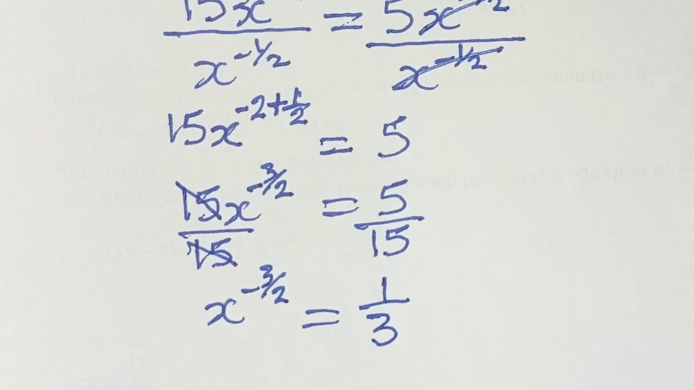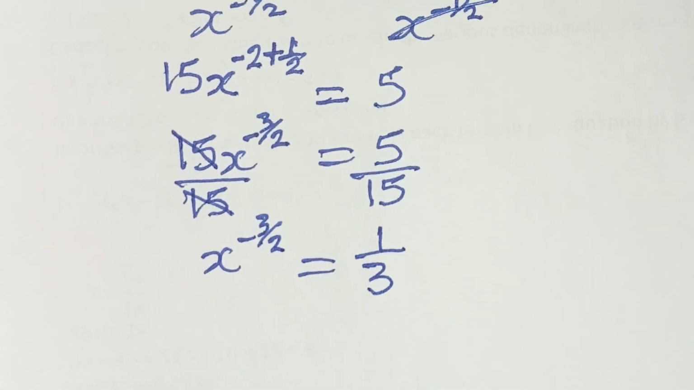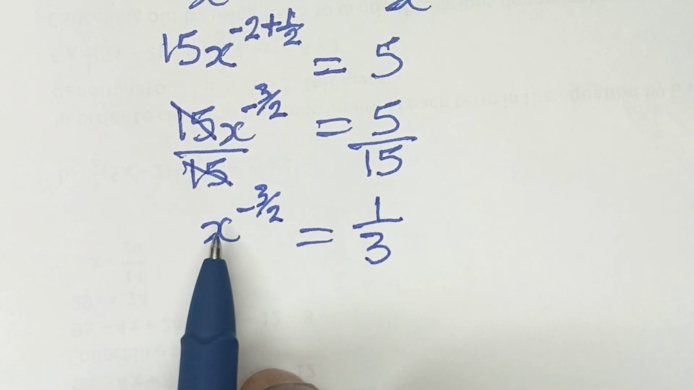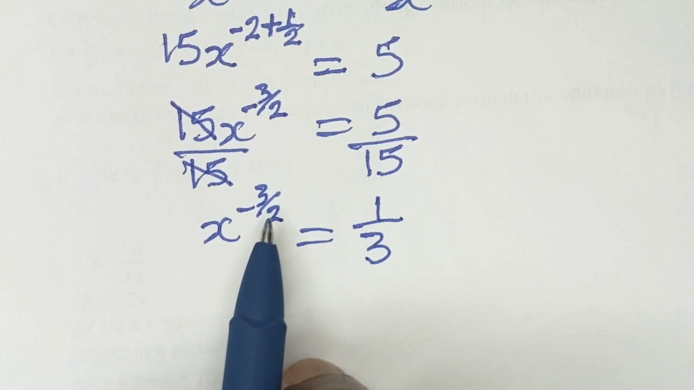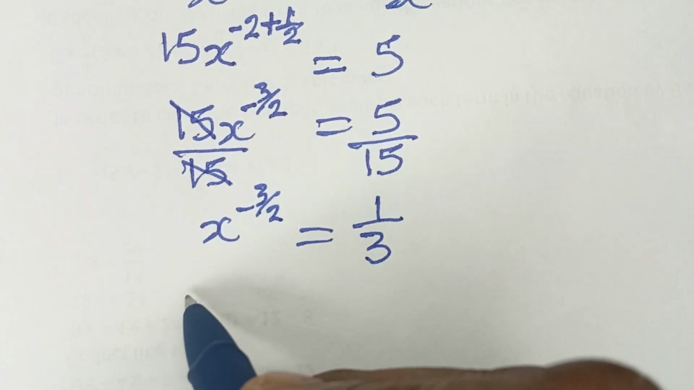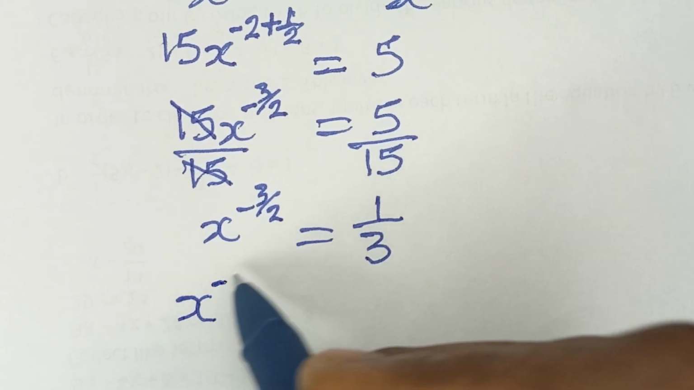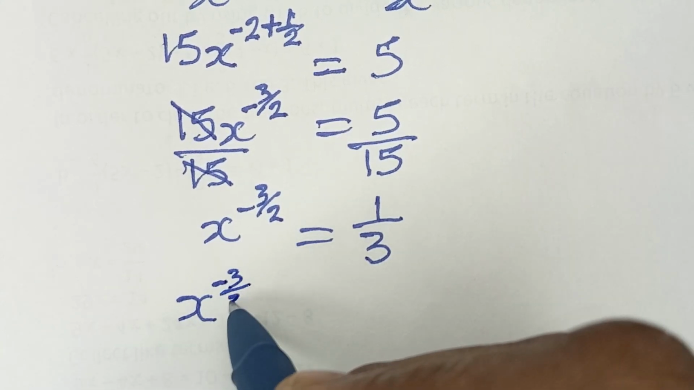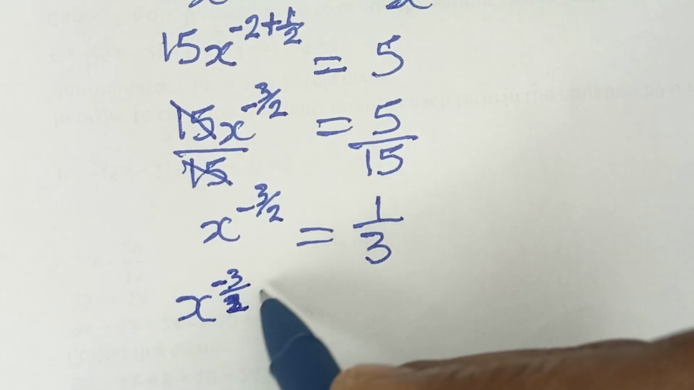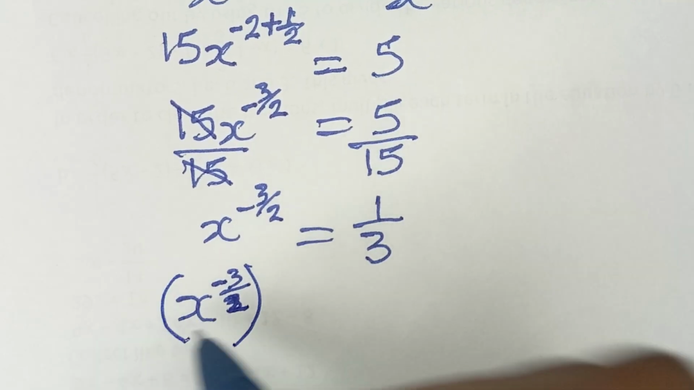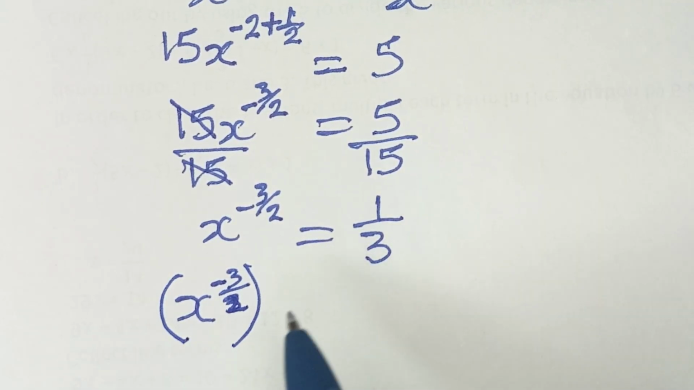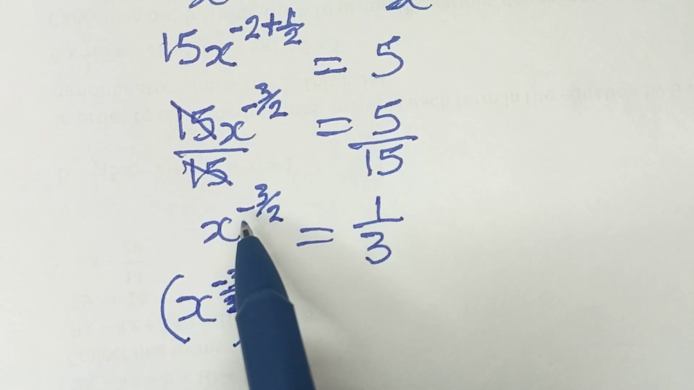So now the next thing for us to do is to see how we can make the power of x here become 1. In order to make the power of x become 1, what we are going to simply do here is to take this original term, x raised to power 3 over 2, and then we are going to raise it to a power which is also going to take this sign.